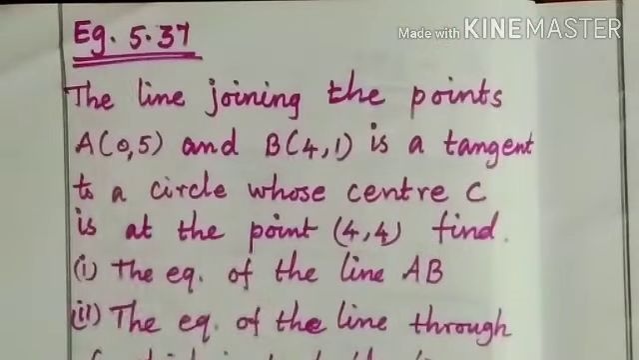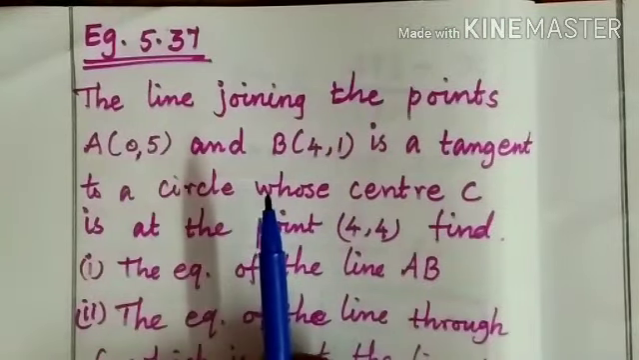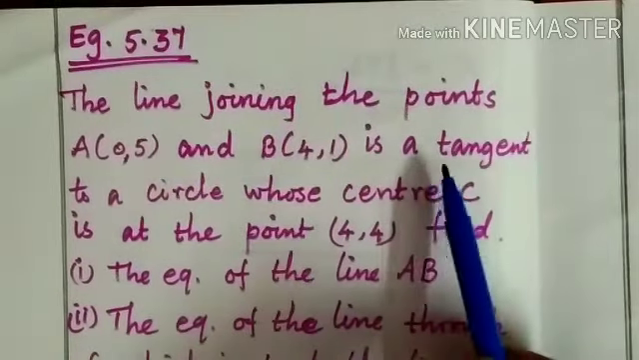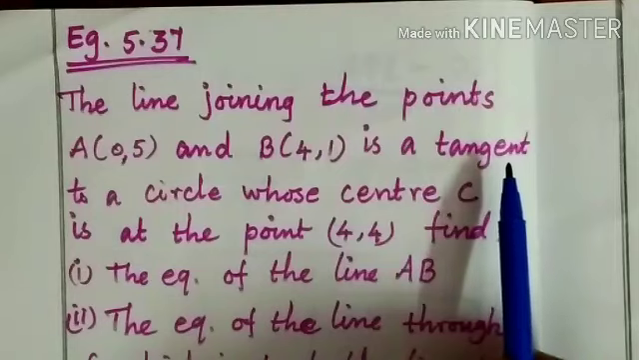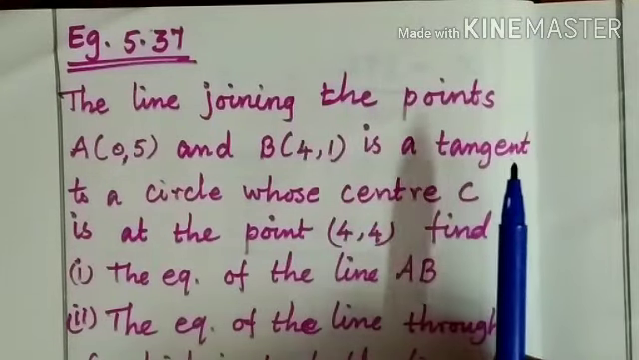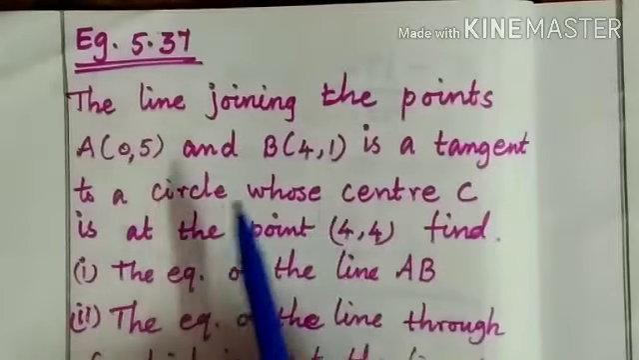In this question, the line joining the points A and B is given and it is a tangent to a circle. Tangent means if a line touches the given circle at only one point, then it is called a tangent to a circle.